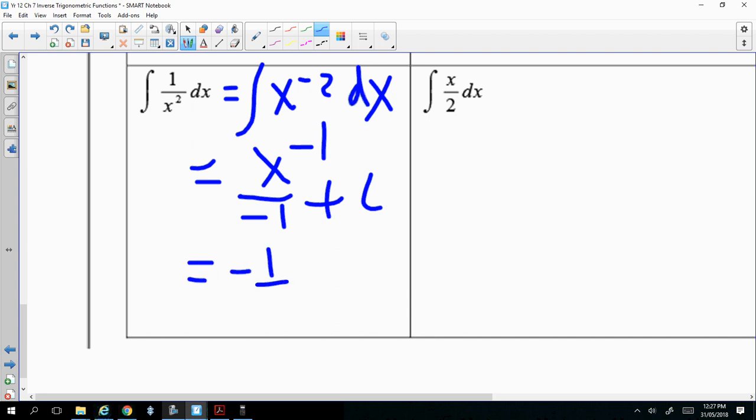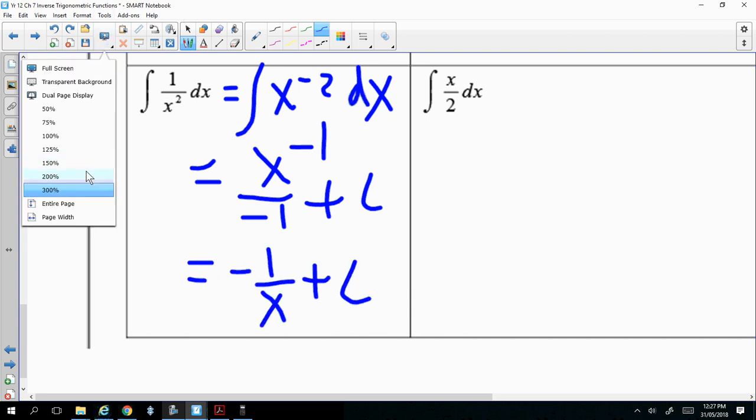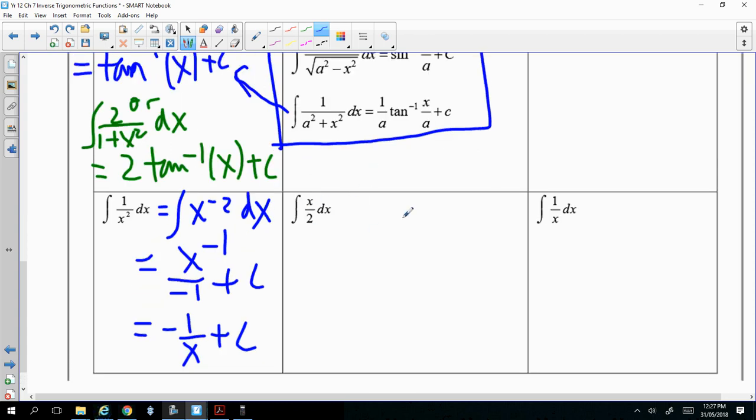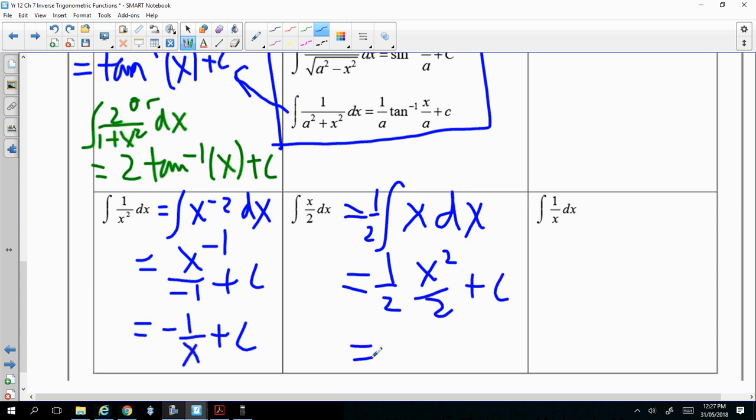X over 2. Is that ln? What would it be? It's just normal stuff. You can take the half out, and you get half x squared over 2. So x squared over 4. Okay, so when it's a constant in the denominator, just take it out, you just get normal. Alright, how about the last one?